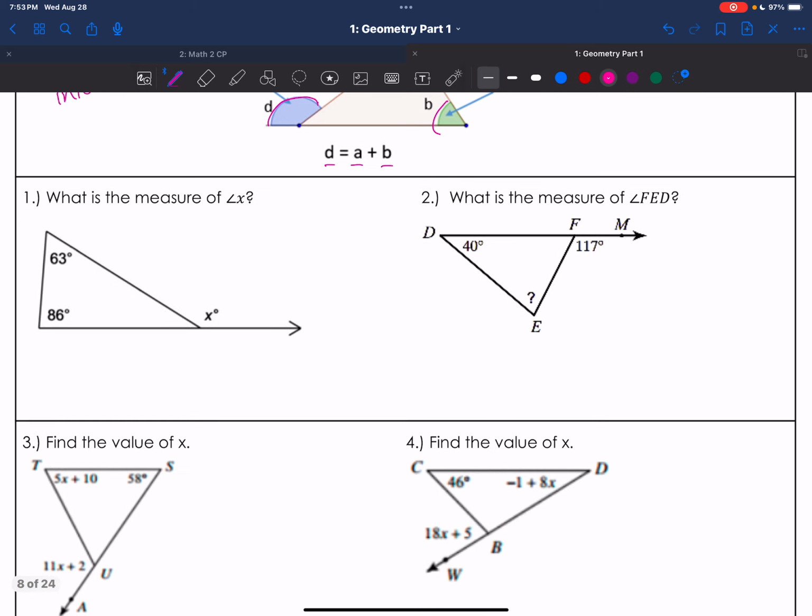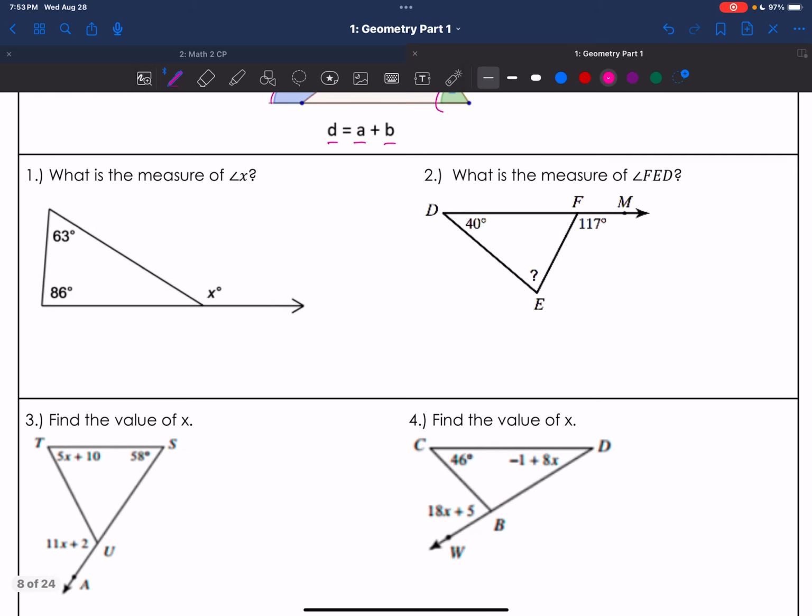All right, so I'm going to do an example for you, then I'm going to let you figure out how to do number 2. So for this guy, we know this is your exterior angle, and then these are your two opposite interior or remote interiors. So we're going to say that X, because that's your exterior angle, is going to be equal to the two remote interior. So therefore, X is equal to 149 degrees, and that's your answer.